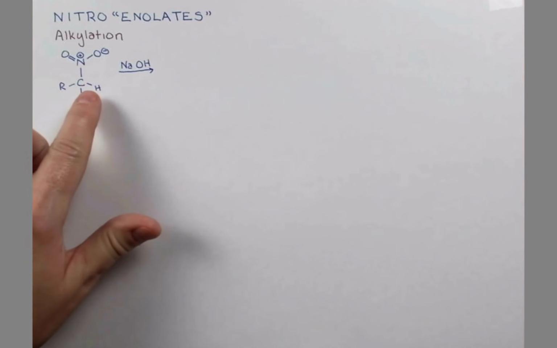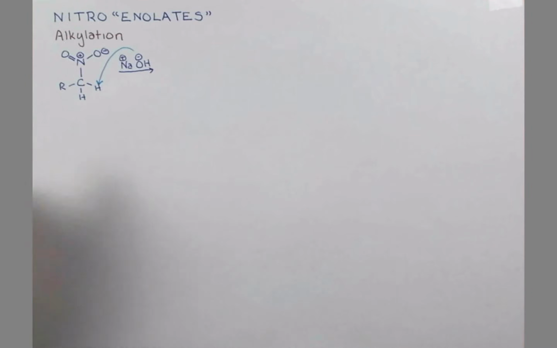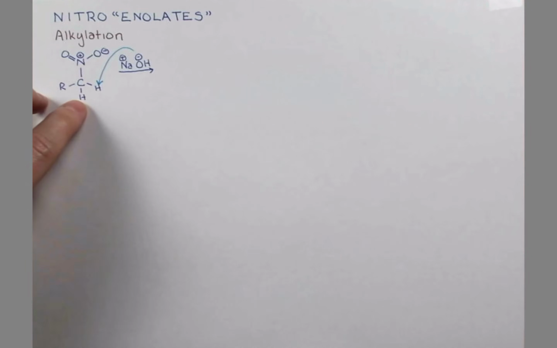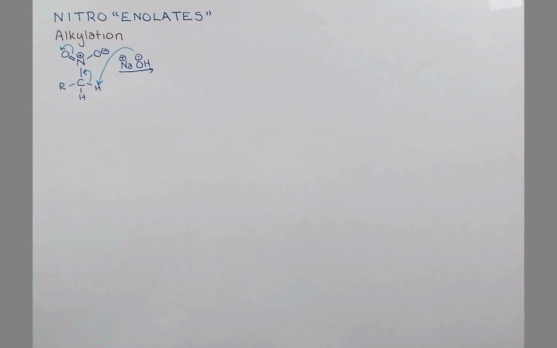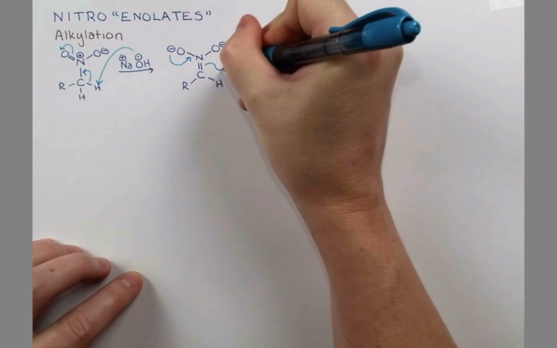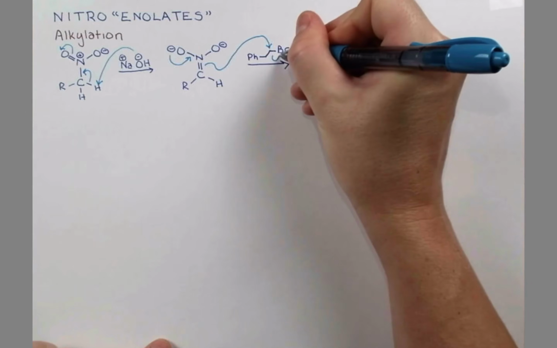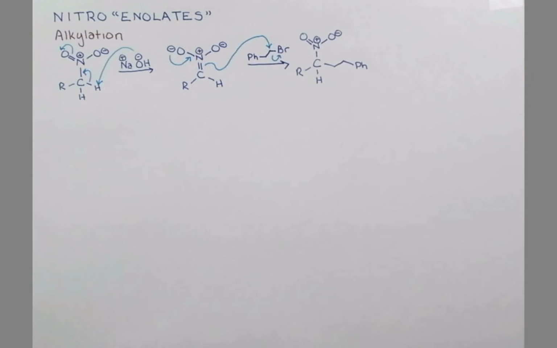We can treat this with base, and the base is going to be able to deprotonate this acidic proton. And these electrons are going to have resonance stabilization with the nitro group. This forms an intermediate that looks like this. And now we can treat this with an alkyl halide. Now the electrons can push back down through the conjugated system, attacking here and displacing bromine.